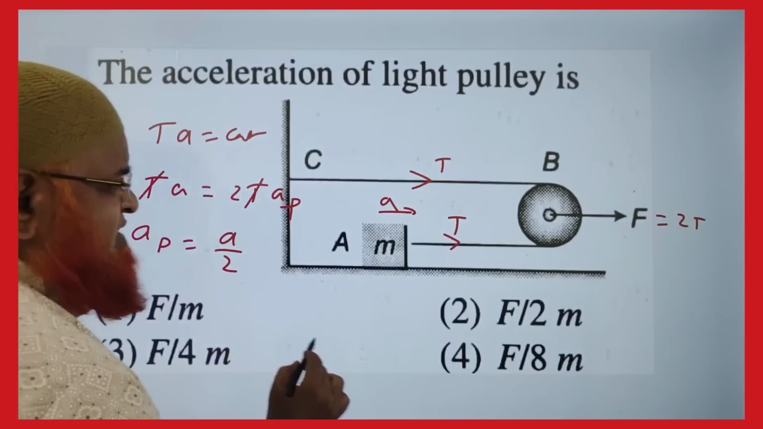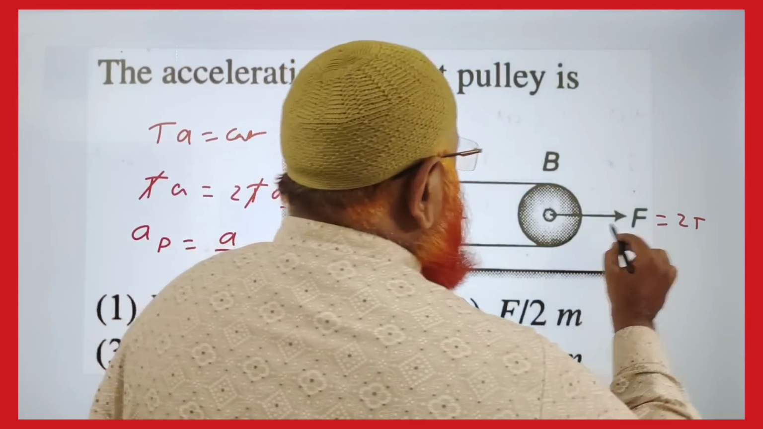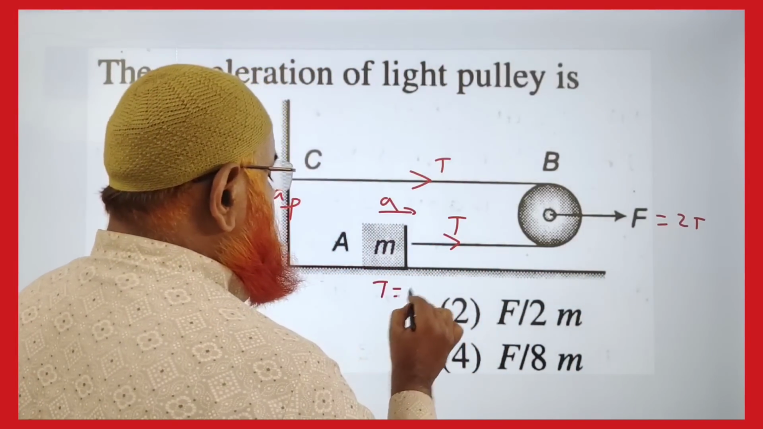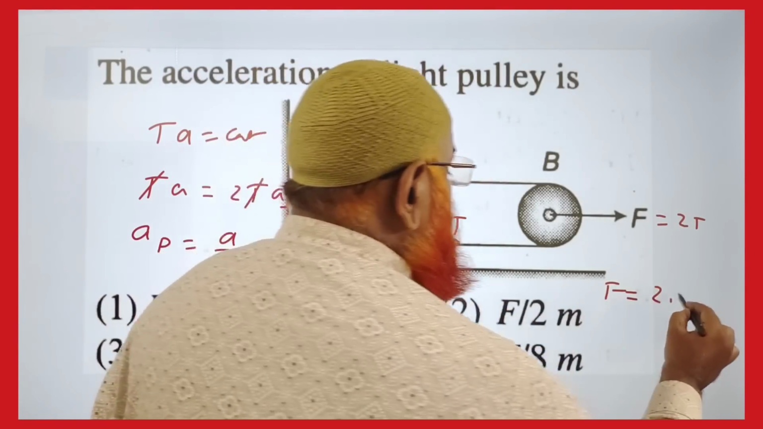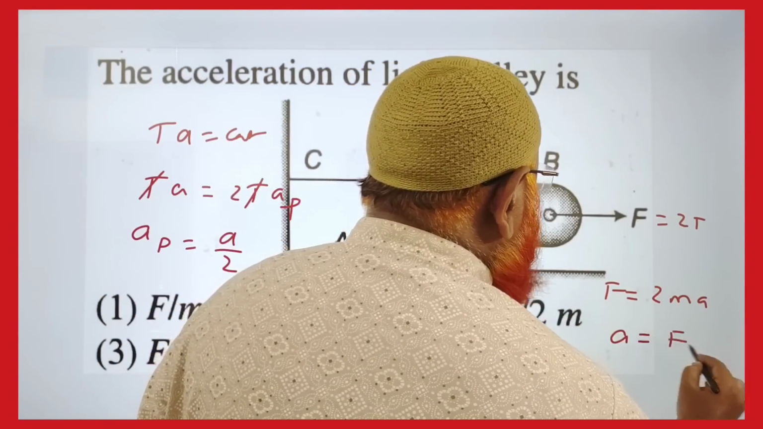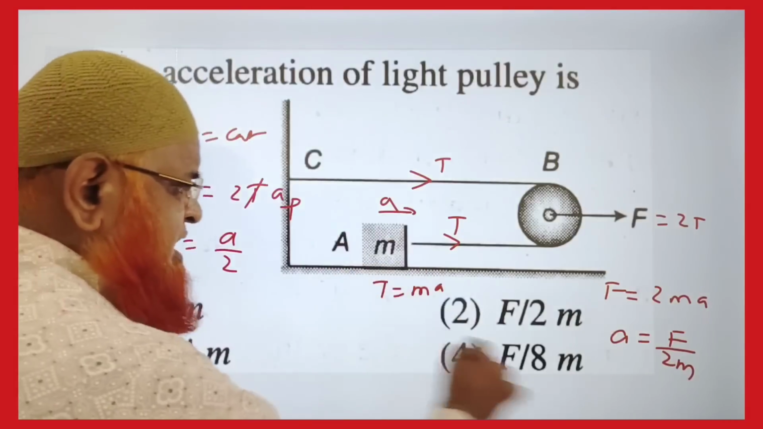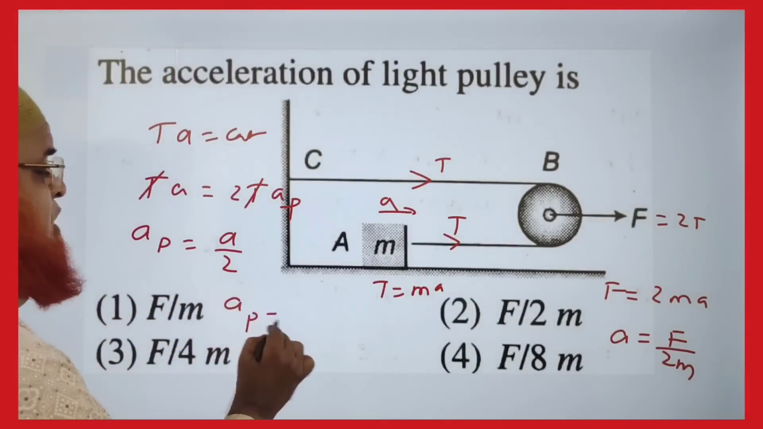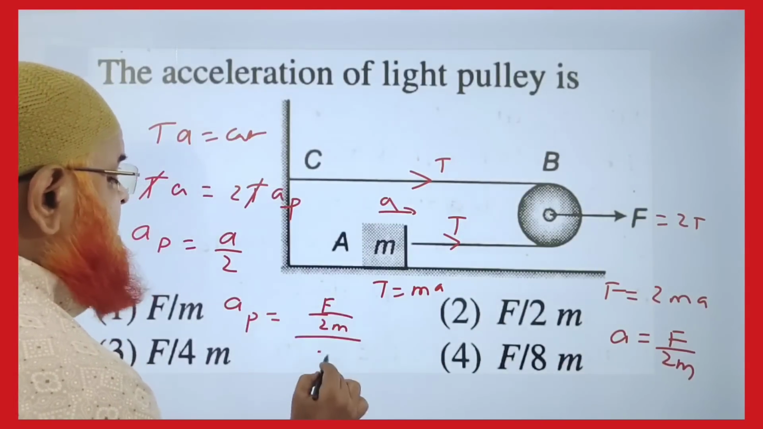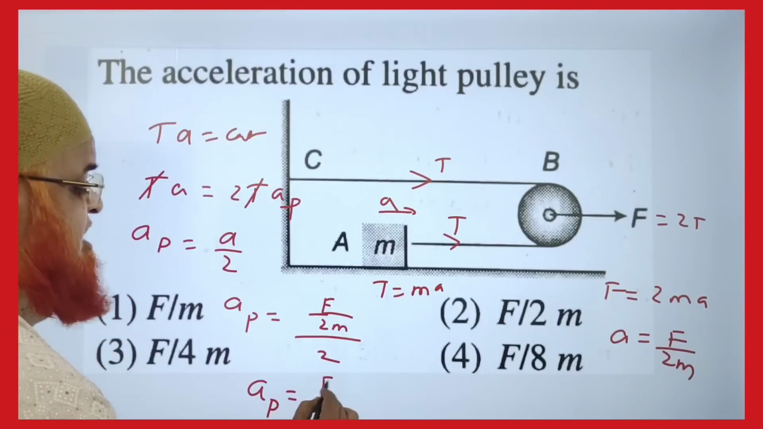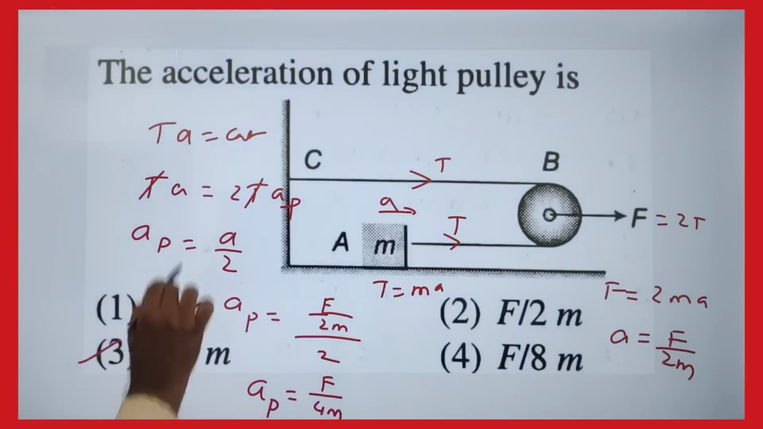And you should know one thing here. If F is equal to 2T and you know T is equal to ma, then F is equal to how much? 2T means 2 into m into a. So a is nothing but F by 2m. Acceleration of the block is F by 2m. Then acceleration of the pulley is nothing but a by 2. That means F by 2m divided by 2. So acceleration of the pulley is nothing but F by 4m. This is going to be the answer.